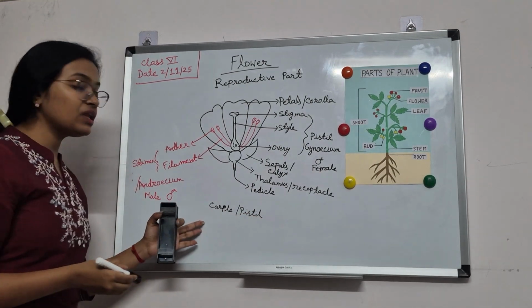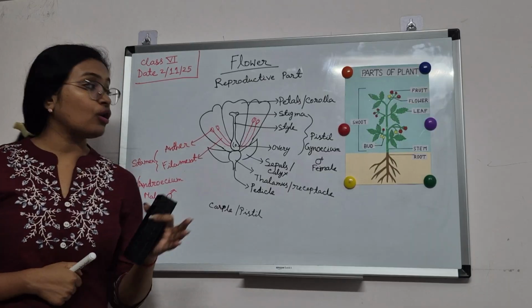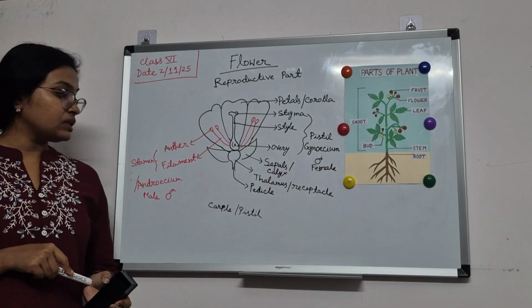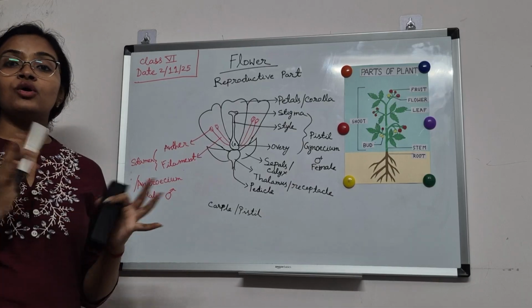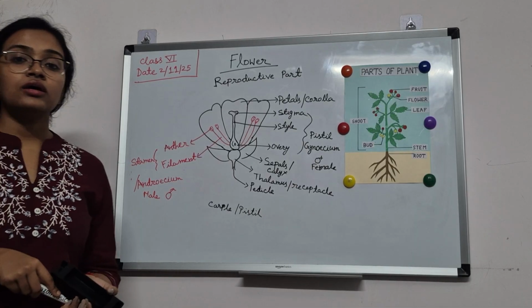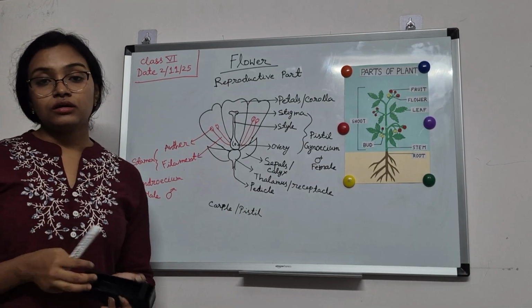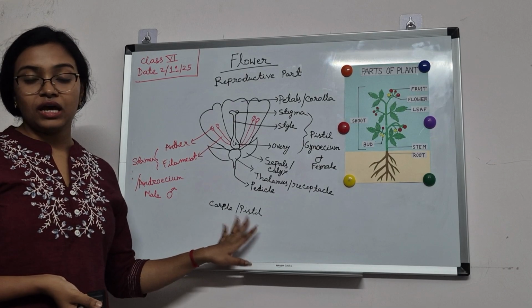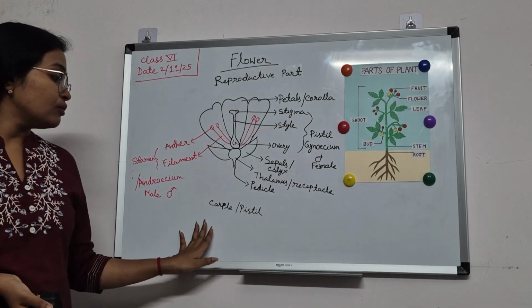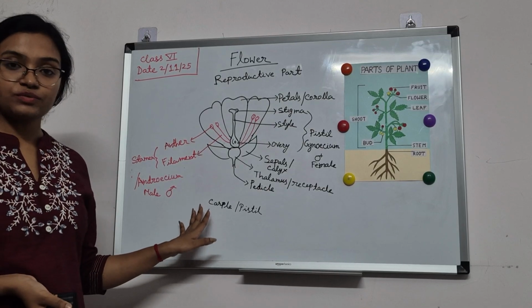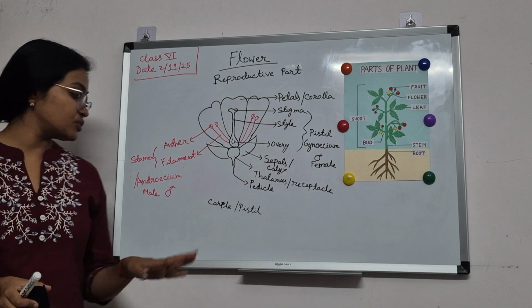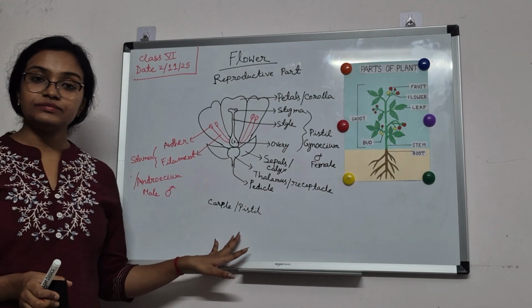Carpel is the single unit of the female reproductive organ, and pistil is the whole female reproductive organ. Maybe 2 or 3 or more carpels combined together form the pistil. Only a single female reproductive structure is called the carpel. Okay, now we understand the difference between carpel and pistil. Good.